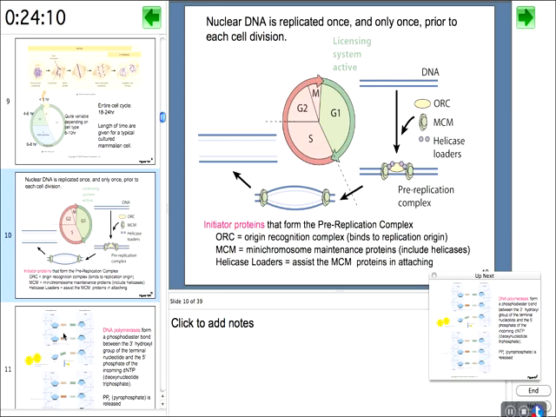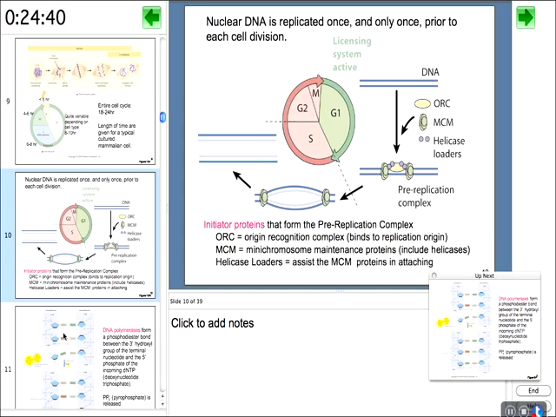Helicase is one of what they call MCM proteins. Right? MCM stands for mini chromosome maintenance proteins. That includes helicase. What is helicase? Helicase helps separate. It unwinds double-stranded DNA, pulls the two strands apart so that replication can start. Helicase is one of these proteins that's coming in during this licensing process.